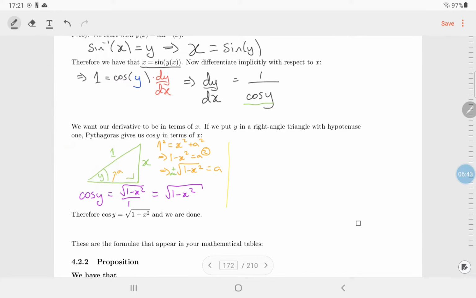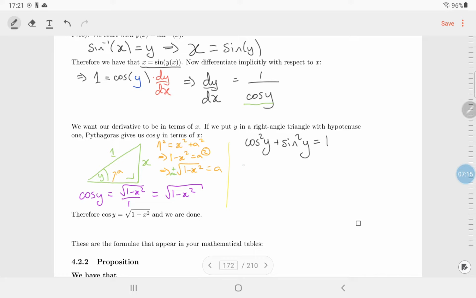Another way of doing it would be to use the fact that cos squared y plus sine squared y is equal to 1. Now, you always have cos squared plus sine squared is equal to 1. You can actually see it from the green triangle because the opposite to y is sine y, and the adjacent to y is cos y. And if you just do Pythagoras' theorem, then you get 1 squared is equal to the adjacent squared plus the opposite squared. That's the cos squared y plus sine squared y.